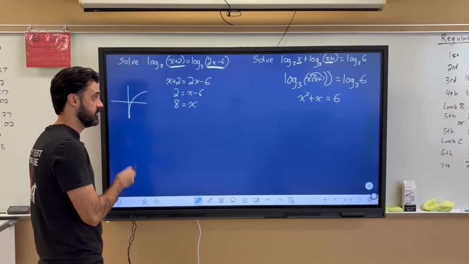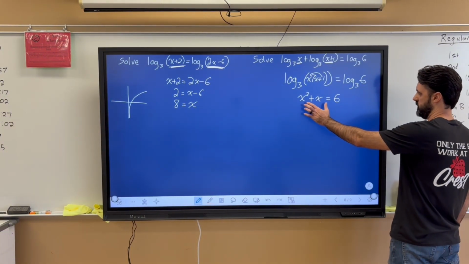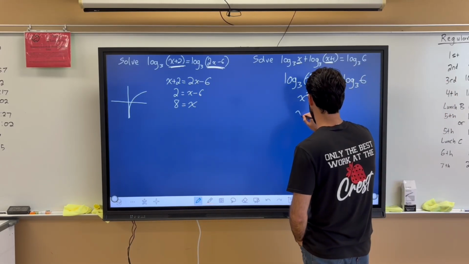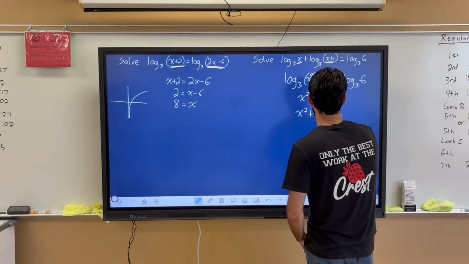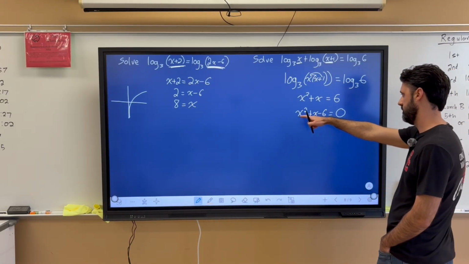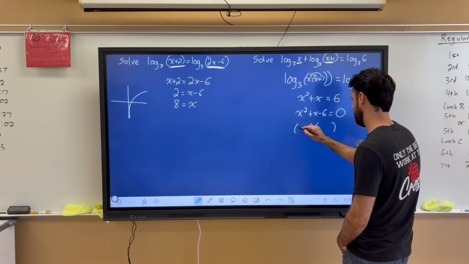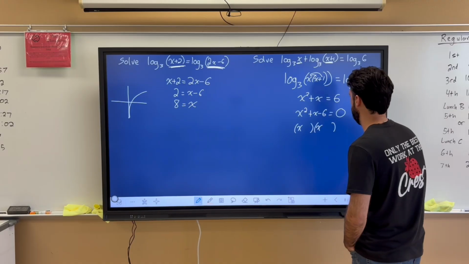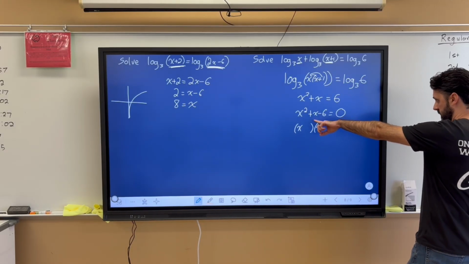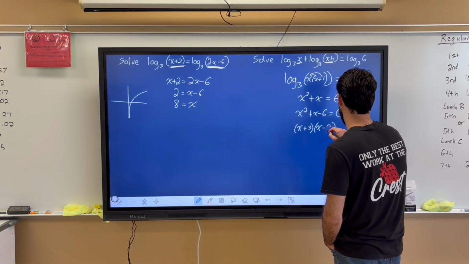Now, to solve a quadratic equation, we don't want it to equal 6. We want it to equal 0. So we're going to subtract the 6 over here. Then we solve quadratic equations by factoring typically, so we're going to split this into two groupings. The x squared splits into x and x. Now we're looking for what multiplies out to the last number, negative 6, and adds to the middle number, positive 1. That would be a plus 3 and a minus 2.